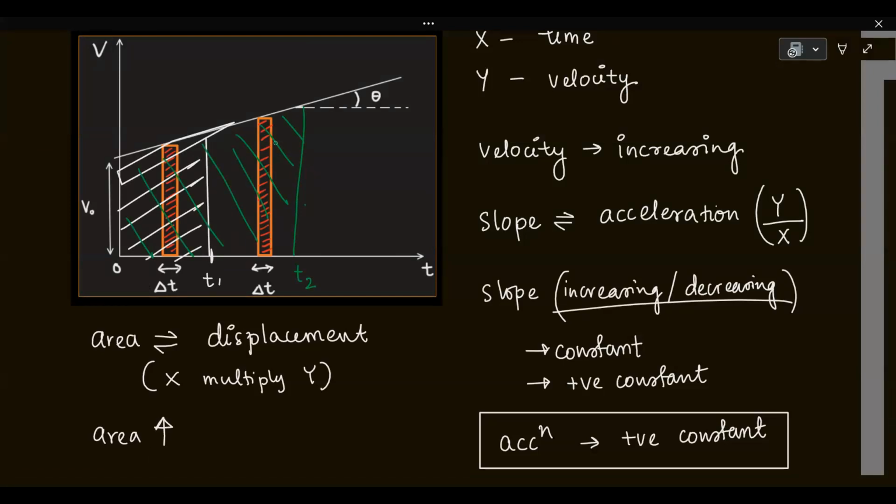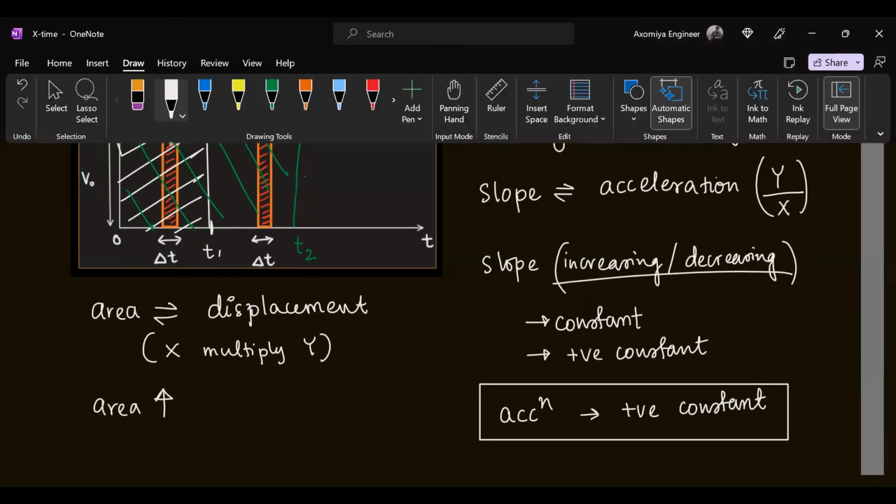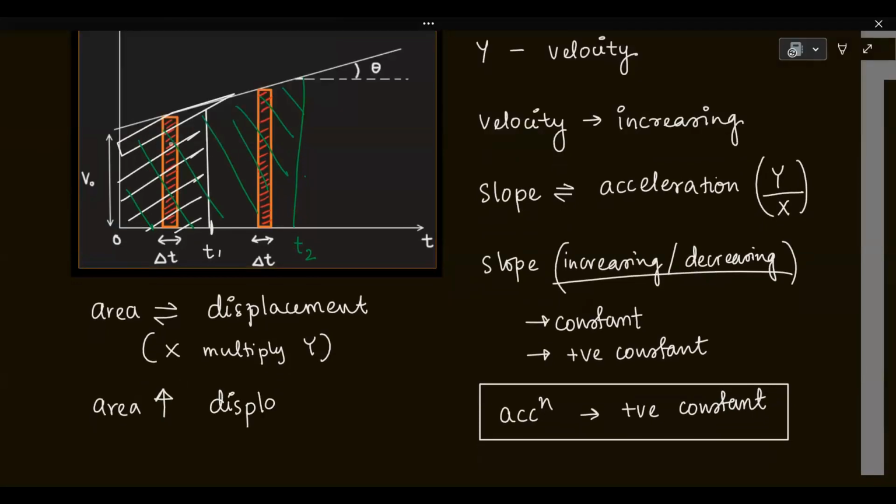So as time goes along, green is greater than white. That means the area is increasing, so displacement is also increasing. As we move along the time axis, you will see that the area keeps on increasing. So that means displacement will increase. Please let me know if you have any doubt in this. No doubts, guys?